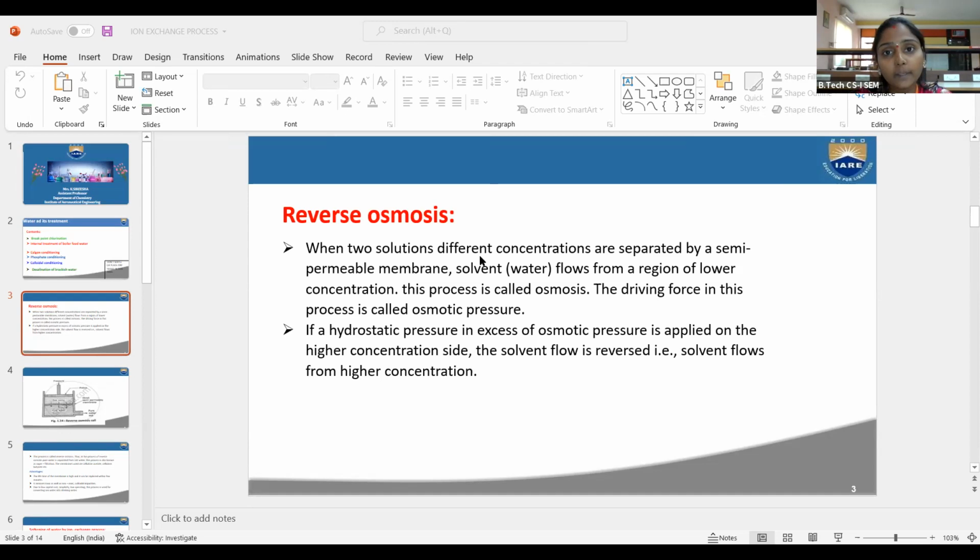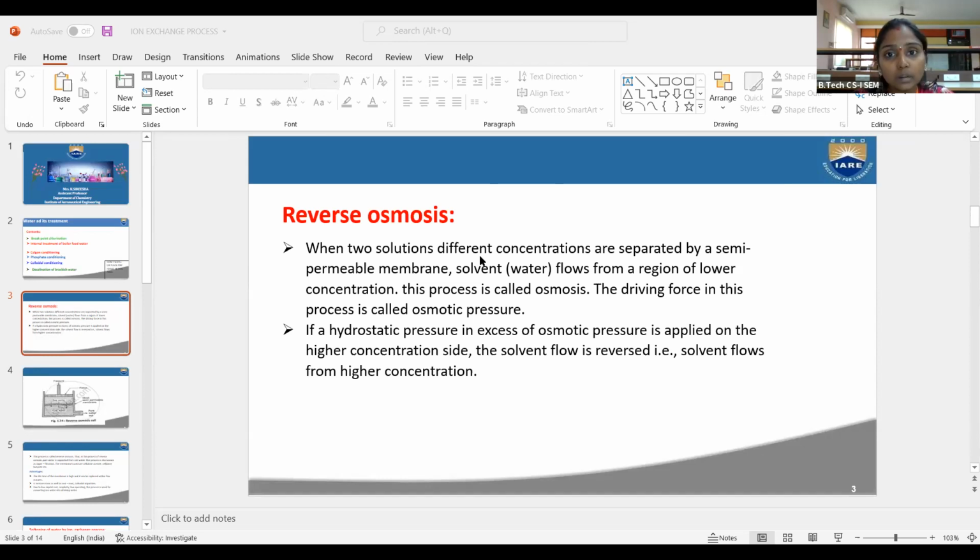Okay, why does this happen? So the water moves from lower concentration to higher concentration. Here the grape skin acts like a semi-permeable membrane. This semi-permeable membrane allows only solvent. Okay, the semi-permeable membrane allows only solvent. So that is about osmosis.